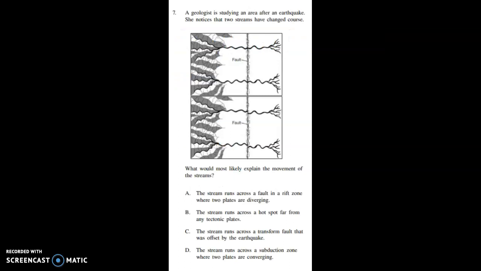Question 7. A geologist is studying an area after an earthquake. She notices that two streams have changed course. What would most likely explain the movement of the streams? A. The stream runs across a fault in a rift zone where two plates are diverging. B. The stream runs across a hot spot far from any tectonic plates. C. The stream runs across a transform fault that was offset by the earthquake. D. The stream runs across a subduction zone where two plates are converging.